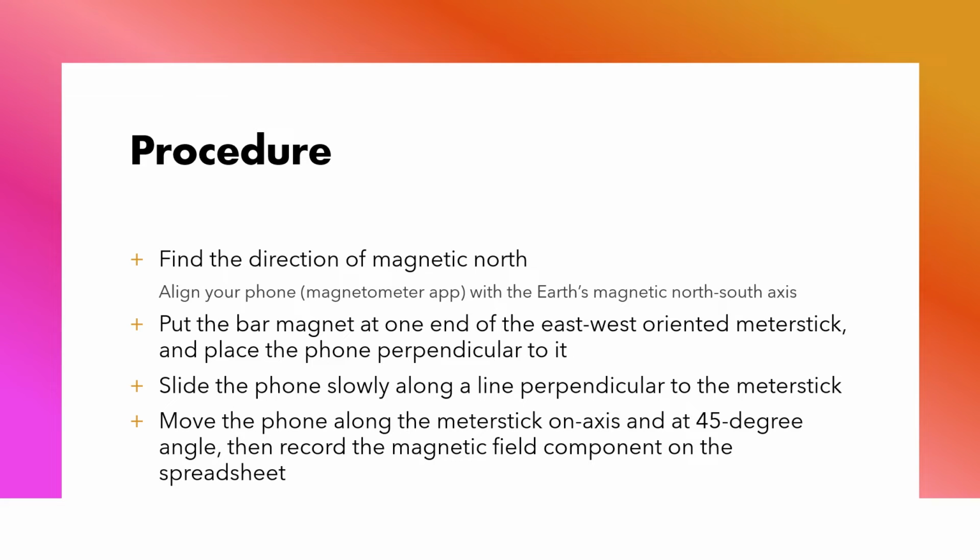The procedure of this experiment is first to find the direction of the magnetic north by aligning your phone with the Earth's magnetic north-south axis, and then put the bar magnet at one end of the east-west oriented meter stick and place the phone perpendicular to it. Then slide the phone slowly along a line perpendicular to the meter stick. Lastly, move the phone along the meter stick on axis and at a 45-degree angle. Then record the magnetic field component on the spreadsheet.